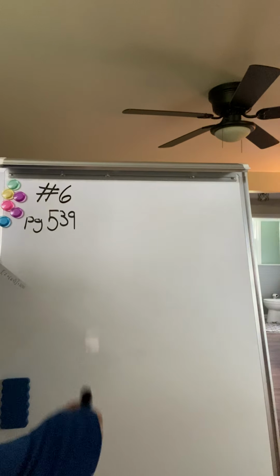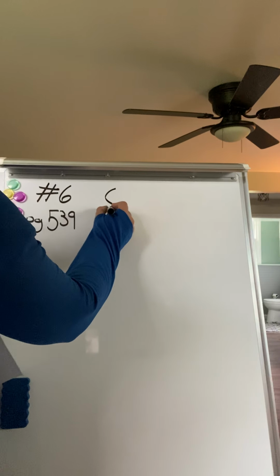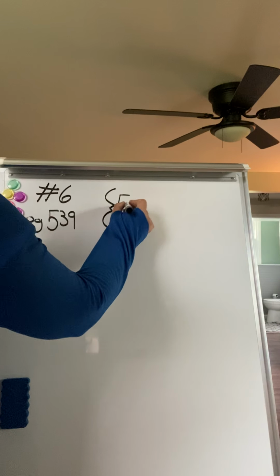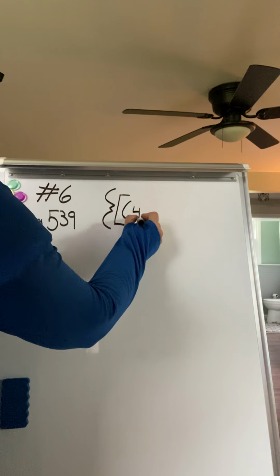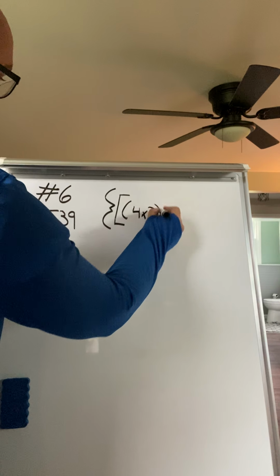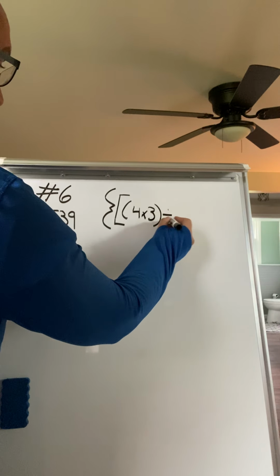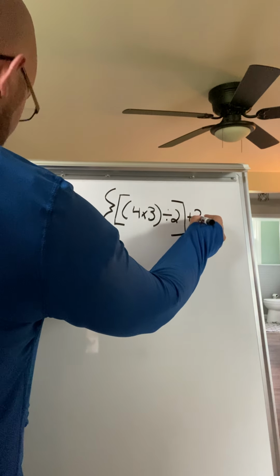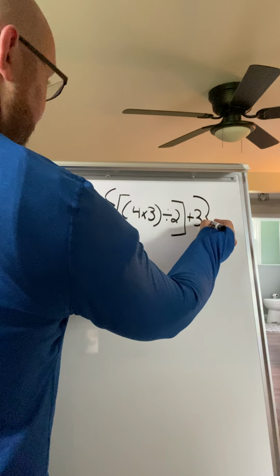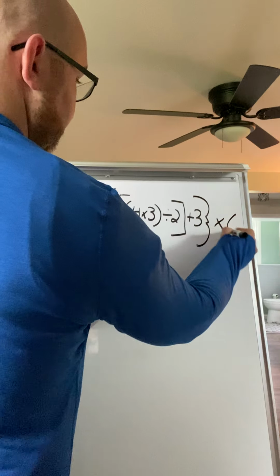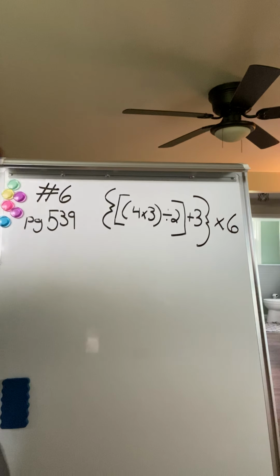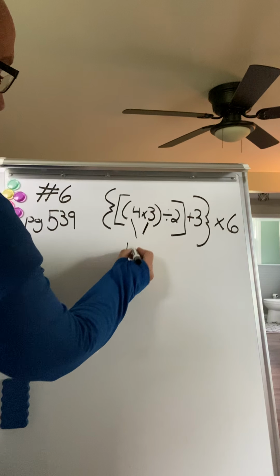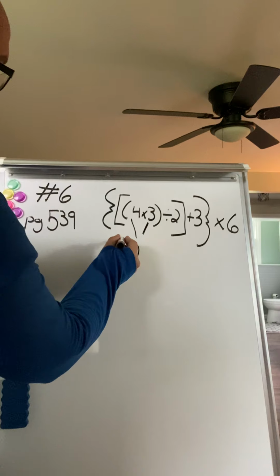So number 6 shows us braces. So remember, like a little parenthesis, arrow, parenthesis, bracket, parenthesis. In our parentheses, we have 4 times 3, our parentheses end, divided by 2 with our bracket, plus 3 in our braces, and then at the end we have a times 6. So first thing we do is look at our first step, which we know is parentheses, which is 4 times 3, which is 12.